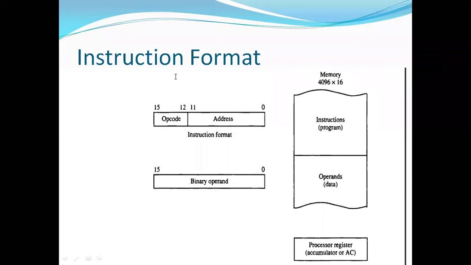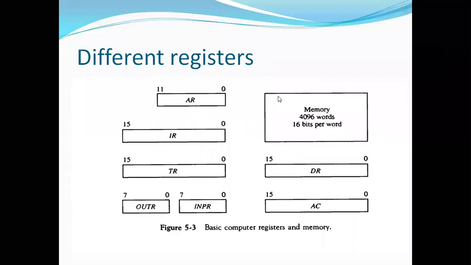So this is the instruction format if you are considering this type of memory configuration. Now we will see the different types of registers, and what the length of each register is. See here, the different types of registers: AR means address register, then instruction register, temporary register, output register, input register, data register, and the accumulator. The accumulator is a default register in the arithmetic and logic unit.